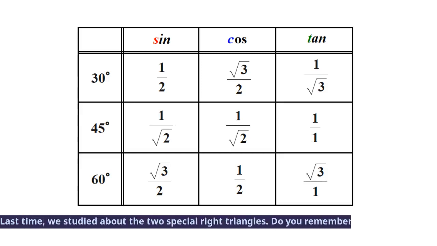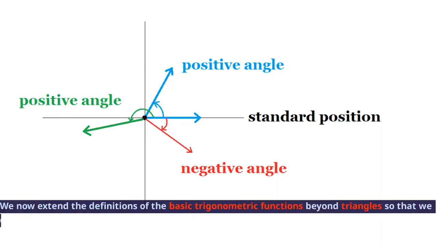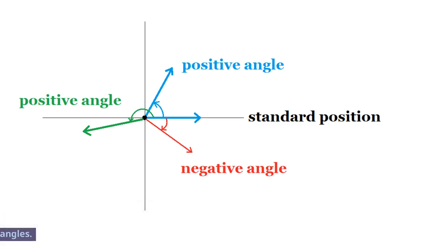Last time, we studied the two special right triangles. Do you remember? We now extend the definitions of the basic trigonometric functions beyond triangles so that we consider acute angles, obtuse angles, and angles exceeding 180 degrees, or even negative angles.